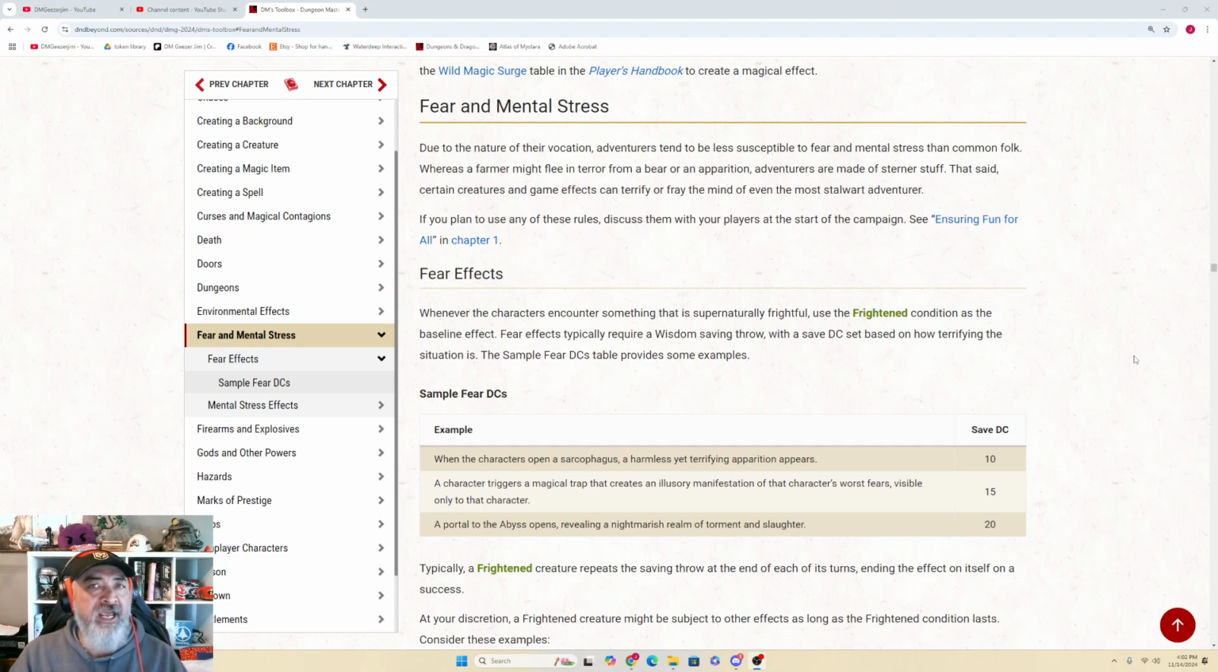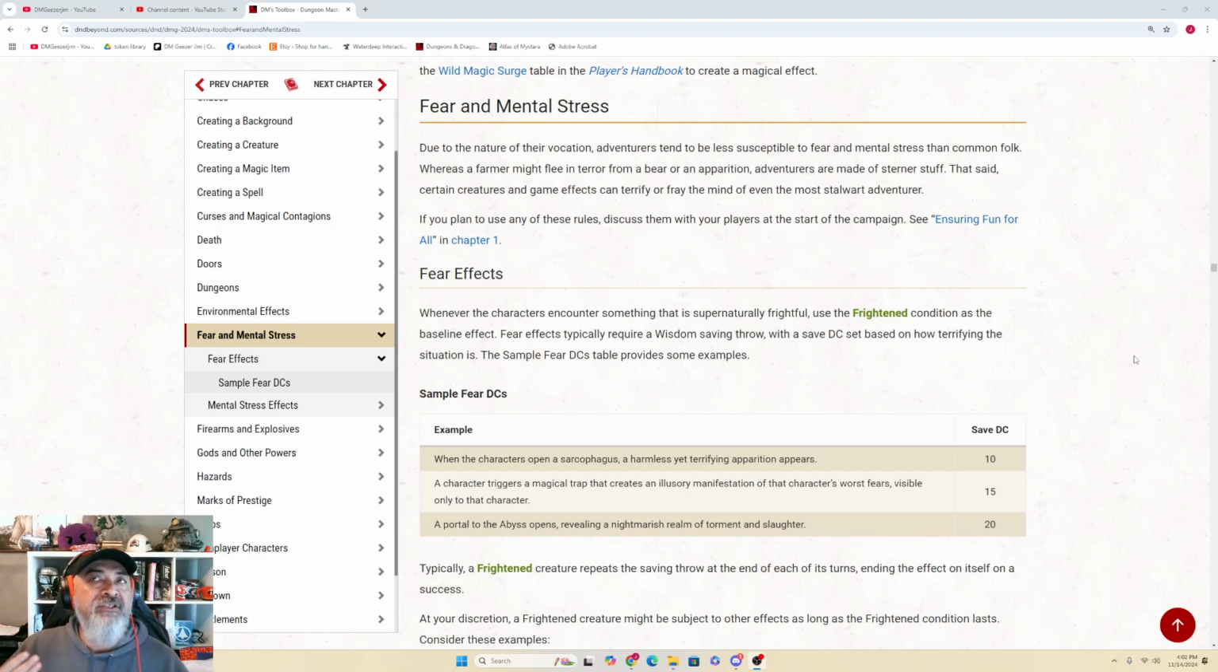Now, most of the time, a game adventure is going to come with the necessary information when fear or mental stress becomes a game mechanic. For example, Curse of Strahd goes into a lot of depth in regards to when to apply fear, when to apply terror, how it works separately. So, number one, to a new Dungeon Master, this section is kind of light. This is more giving you examples of how to build it on your own on the fly. This is your tools for your toolbox.